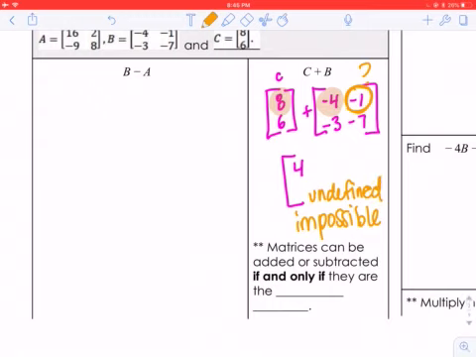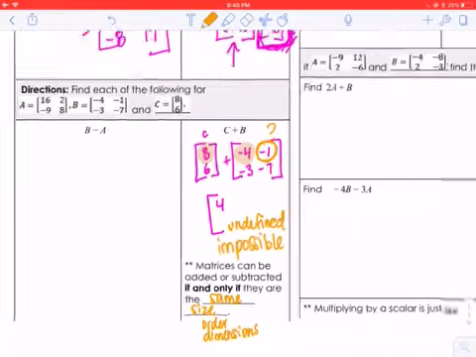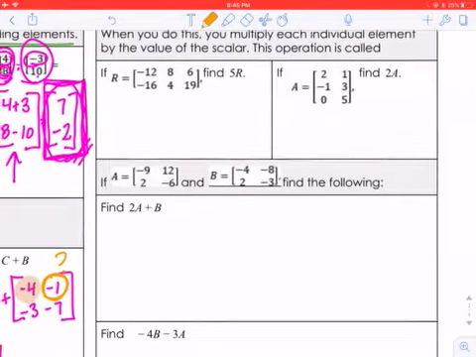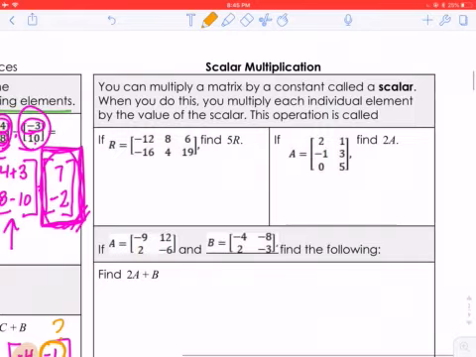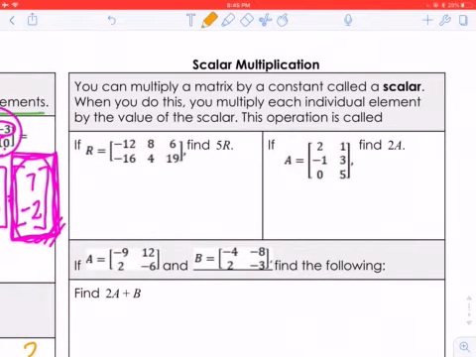They can only be added and subtracted if and only if they're the same size. Sometimes you hear the word order, or the same dimensions. All those things just mean they have to be the same size. They have to be the same shape, same size. Cool. And then finally, we have one more type of math, which is called scalar multiplication. You can multiply a matrix by a constant called a scalar. When you do this, you multiply each individual element by the value of the scalar. So this operation is called scalar multiplication.